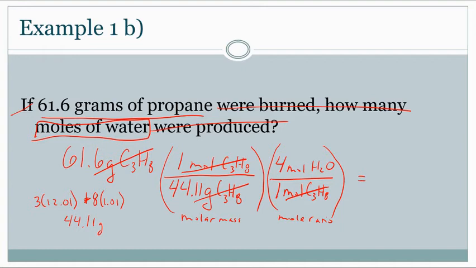5.586034913. I call those obnoxious answers. You want to round to the correct number of significant figures. I have 1, 2, 3 significant figures here, so I'm going to round to 5.59 moles of H2O in this situation.